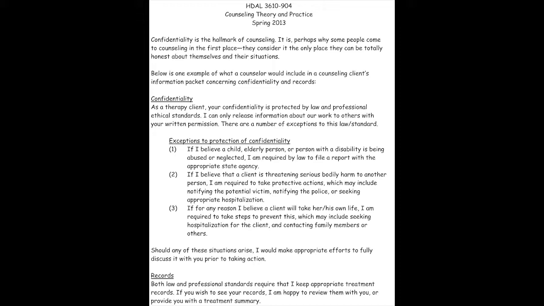So although confidentiality is the hallmark of counseling, there are exceptions to it, and here are the written exceptions to protection of confidentiality. If there is harm to be done to a child or elderly person or a person with a disability, I'm required by law, not just the Code of Ethics, but by law, to file a report with the appropriate state agency. And if I believe that you are going to give bodily harm to someone else, I'm required to take protective actions, which may include notification to the potential victim, notifying the police, or seeking appropriate hospitalization.